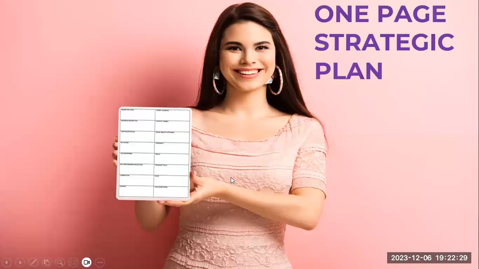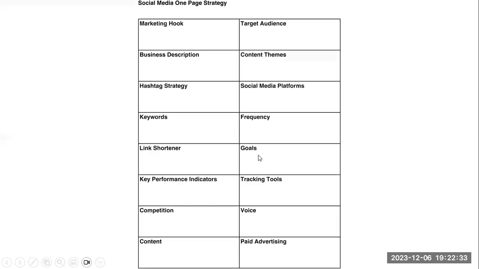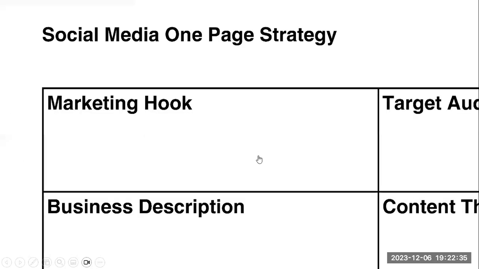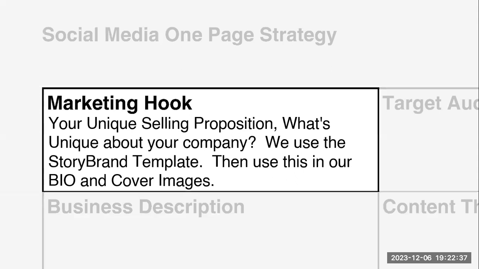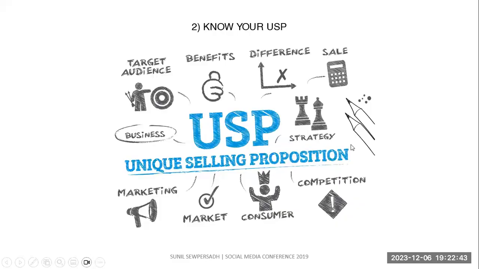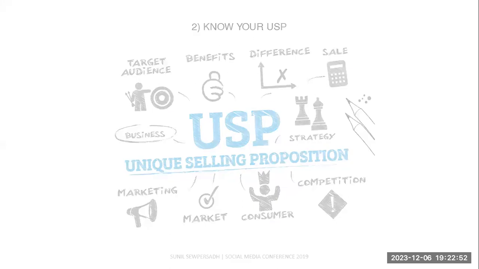Yesterday we went through the one-page strategic plan. Just to go quickly through it: yesterday we did the marketing hook. The marketing hook is your unique selling proposition. What's unique about your company? We use the StoryBrand template, then we use that as a USP. Basically a USP is what's unique about your company. Why must I use you instead of your closest competitor?